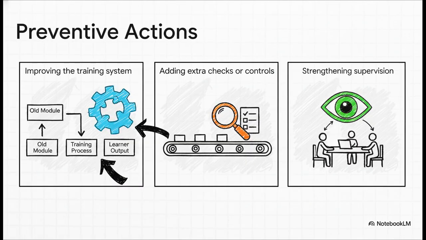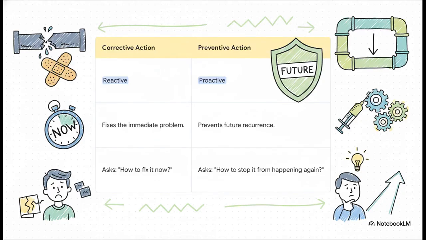And here, the focus just shifts dramatically. Instead of retraining just one person, you improve the entire training system. Instead of just tweaking one procedure, you add brand new checks and controls to the whole process. This is all about fortifying the system to stop similar issues before they even begin. So to put it simply, corrective action is reactive. It fixes the now. Preventive action is proactive. It secures the future. I love this analogy. One is like emergency room triage, while the other is the vaccine that prevents the disease from ever coming back.